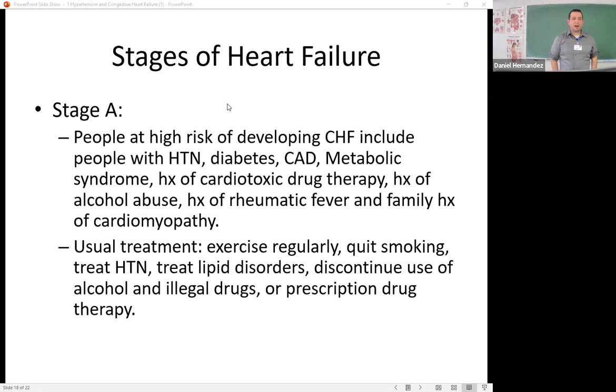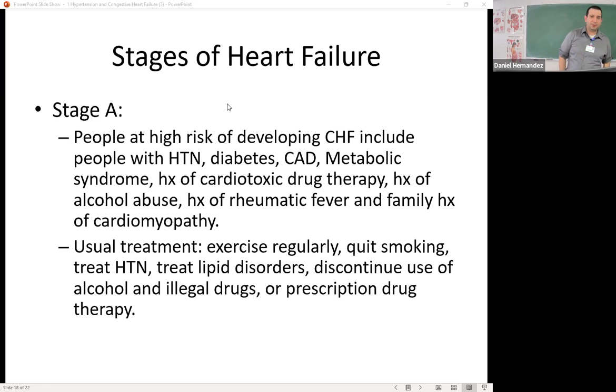These are just your high-risk patients, so they would fall into that stage A. These are the patients you would recommend to do all the things your doctor tells you to do: exercise, quit smoking, treat your hypertension with proper medications and make sure it's under control. Any cholesterol medications, make sure you monitor your cholesterol, refrain from illegal drug use. Make sure you're compliant with the prescription drug therapies.